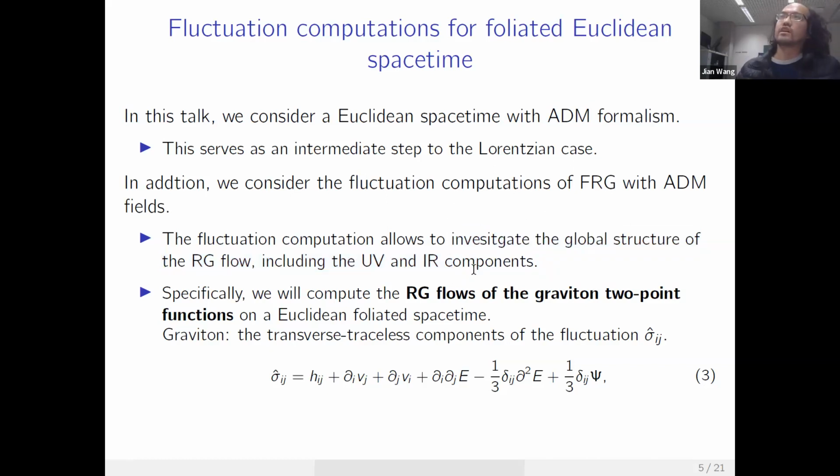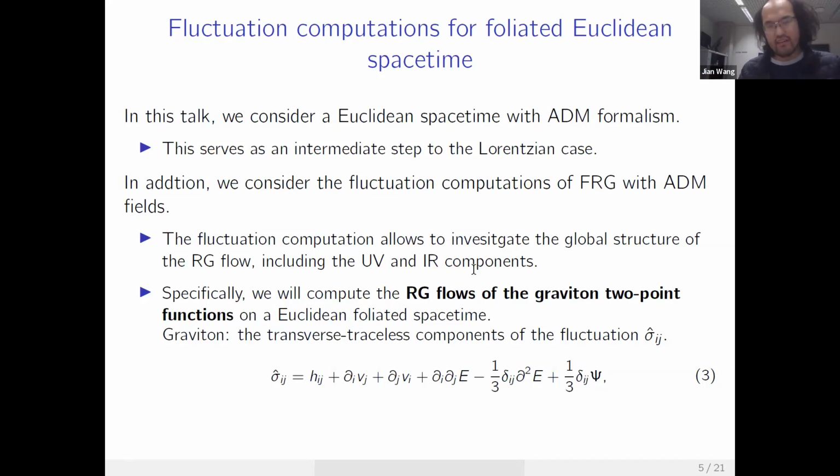Maybe we need to recall the background computation. Usually in the background computation, we need to employ the heat kernel to evaluate the trace on the right-hand side of the Wetterich equation. Then, like in the UV, we need to employ the early time expansion for the heat kernel, but in the infrared, we need the late time expansion.